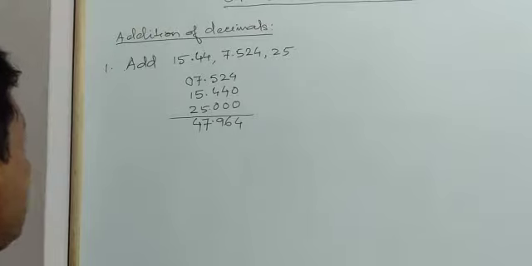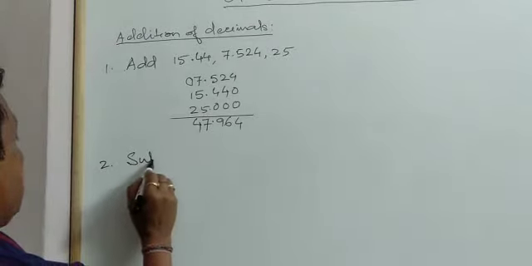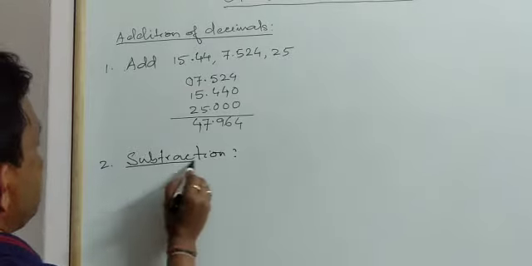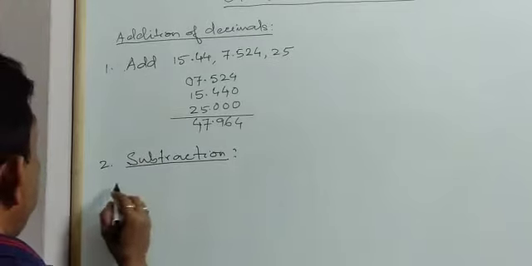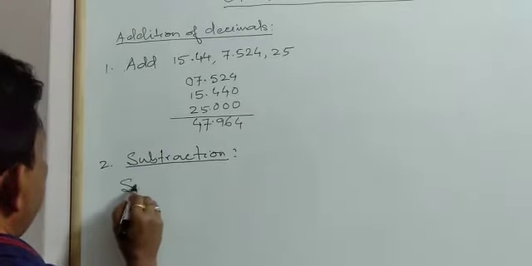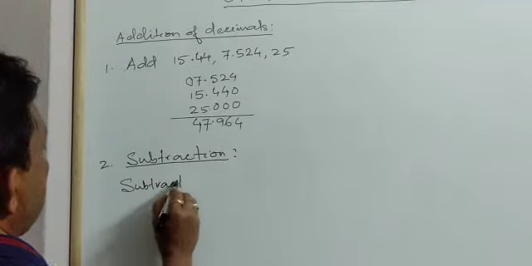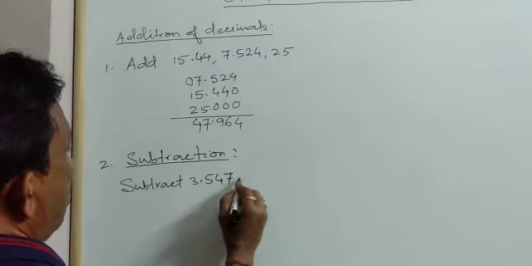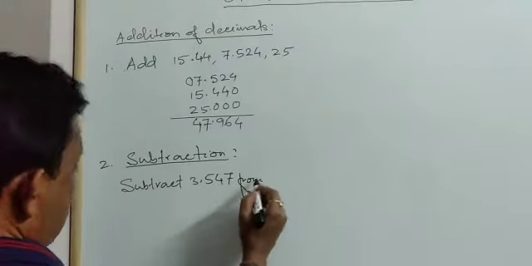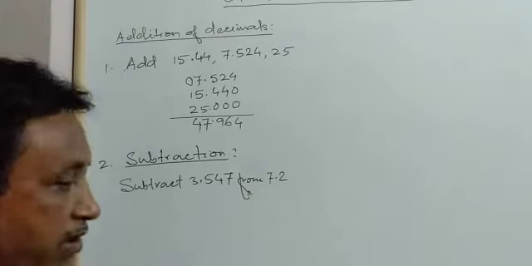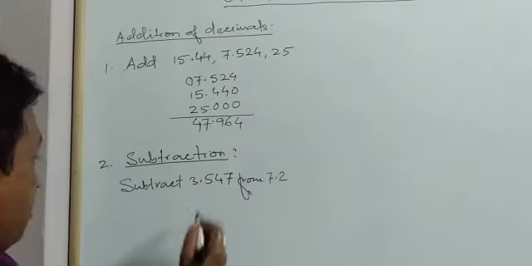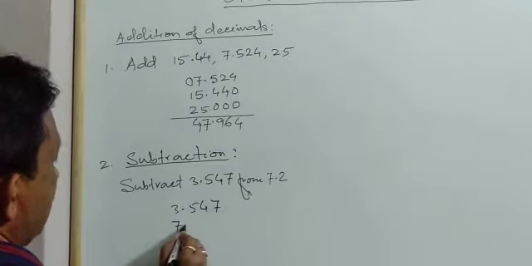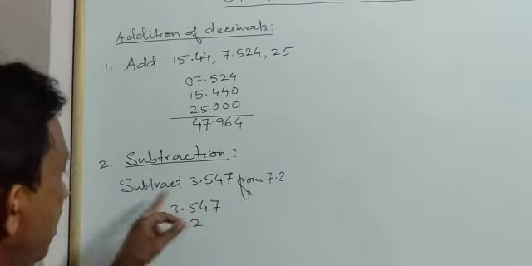Now next, number 2, is subtraction. Subtraction also follows the same process. Now suppose I have to subtract 3.547 from say 7.2. Here many of us make this mistake. When we write it like this, 3.547 minus 7.2, we don't read the question carefully.